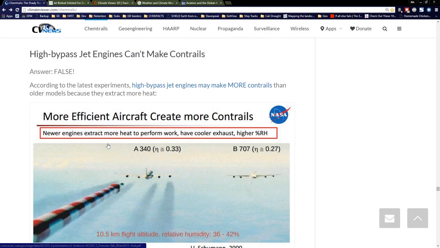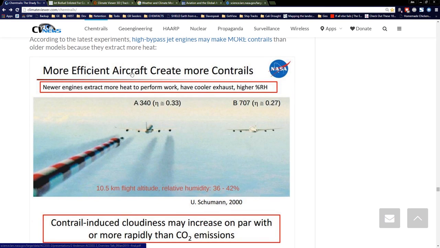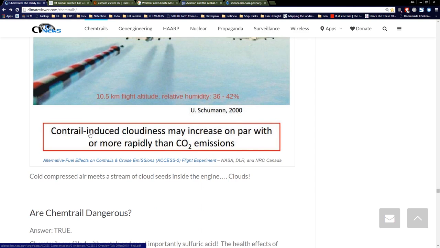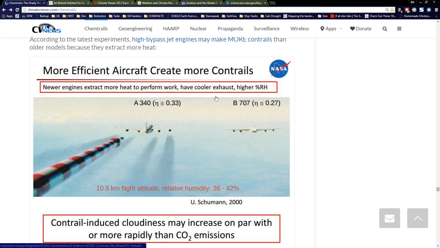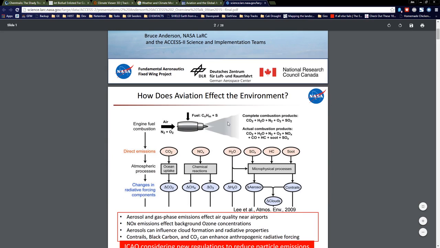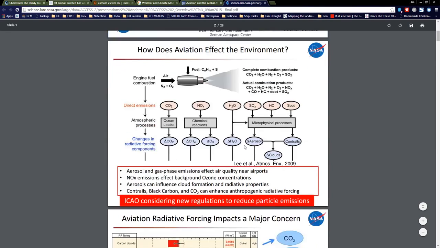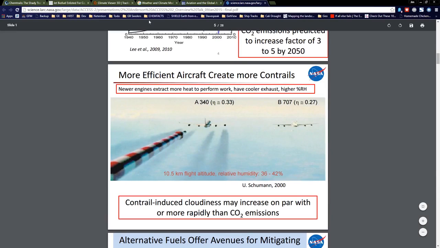So moving on, high bypass jet engines can't make contrails. Bullshit. Right here, you see in this paper, it's on science.larc.nasa.gov. I've seen this several other places, but this is just the best example of it. More efficient aircraft create more contrails. So newer engines extract more heat to perform more work, have cooler exhaust and higher RH. Contrail-induced cloudiness may increase on par or more rapidly than CO2 emissions. So your high bypass engines actually make more contrails. Most people don't want to believe that, but hey, man. Just got to look at cloud condensation nuclei, how this stuff works. There's your soot, and there's your reference right there.